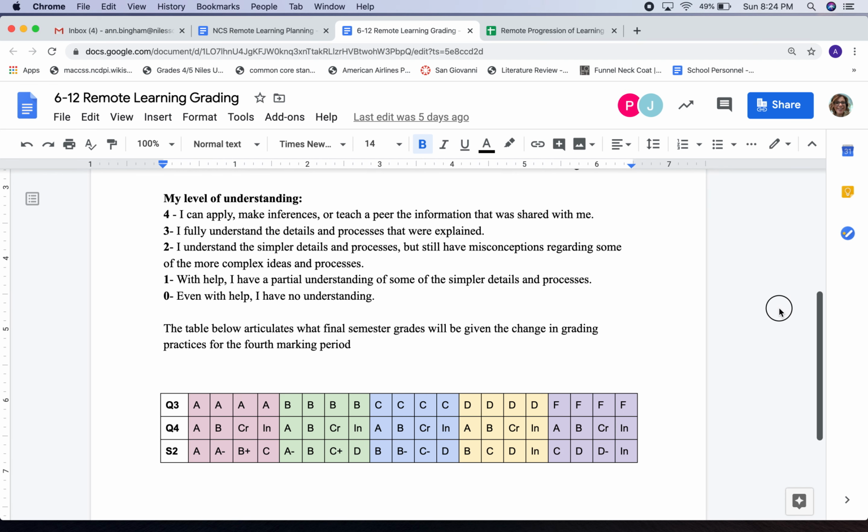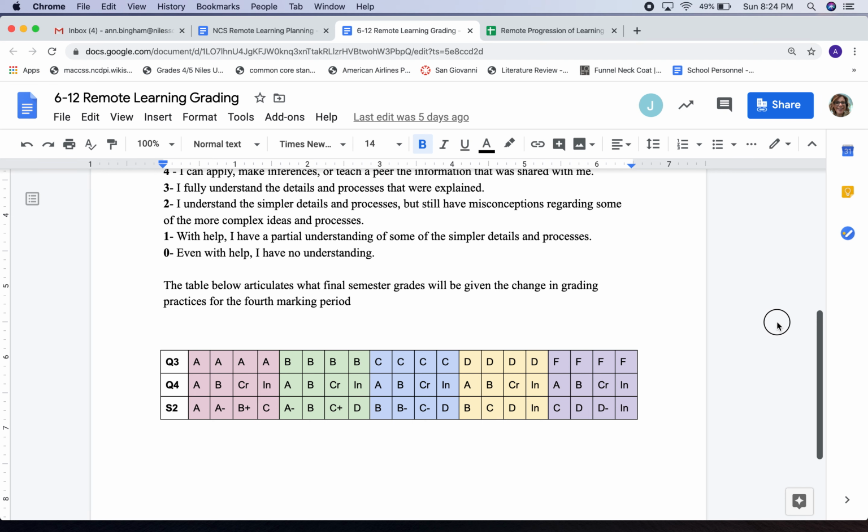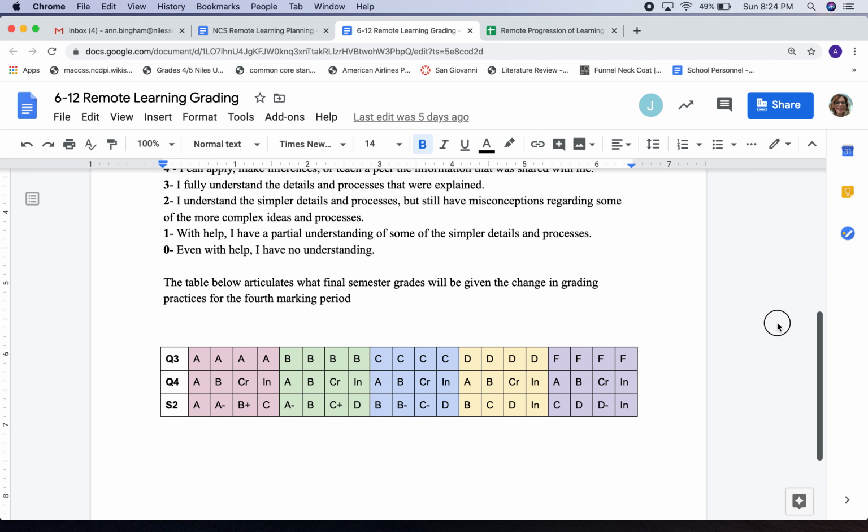You'll also notice when you get down to semester 2 that it is not possible, given any combination, that a student could fail the semester. Again, under the guidance of MDE and the governor's requirement, we need to be working under no harm towards any of our students. So you'll notice there's no combination where a student would fail.